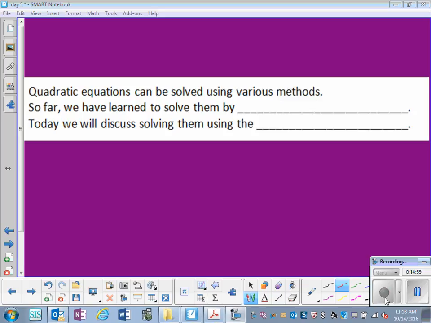Okay, so we already were solving quadratic equations, right? And we can solve them by various methods. So far, we have been solving them by what method? Remember two classes ago, you spent some time solving polynomial equations. How did you do this? Factoring, right? So we were solving quadratics by factoring. And today we will be solving them using the square root method, which we just now looked at.